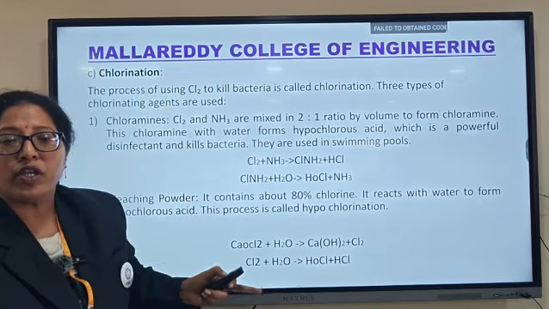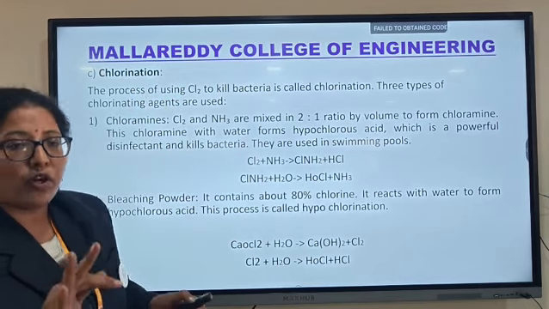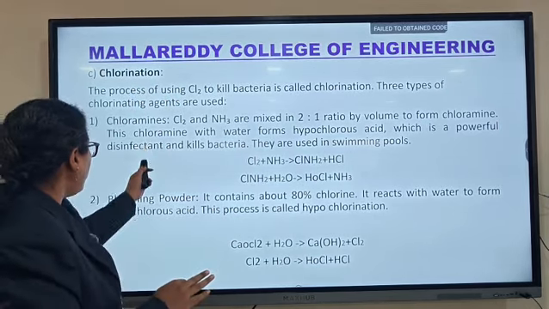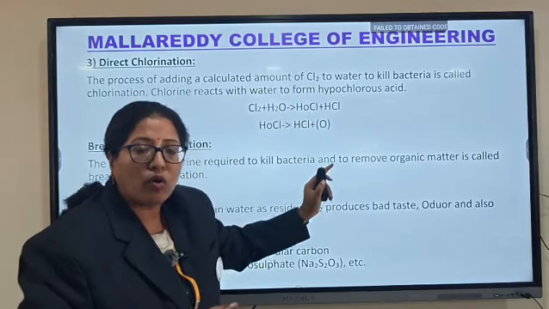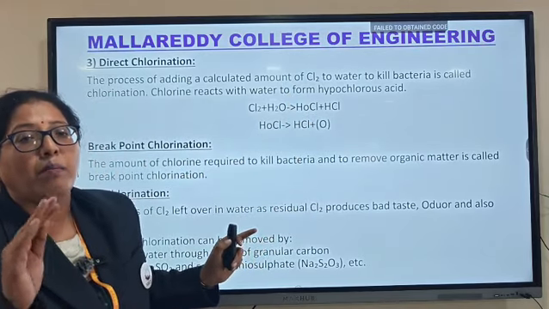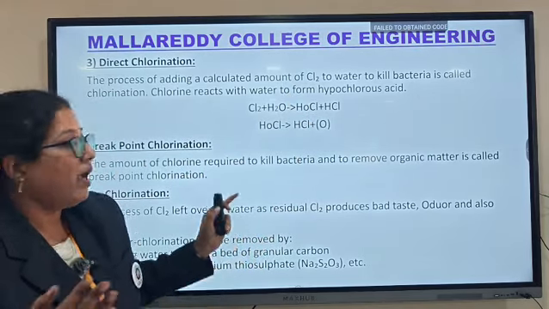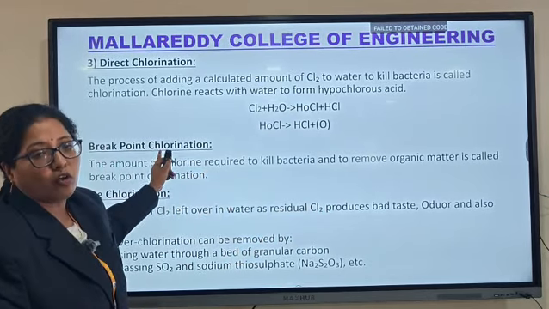For chlorination, we are using three types of chlorinating agents: chloramines, bleaching powder and direct chlorination. These three chlorinating agents form a compound that is called hypochlorous acid. This hypochlorous acid acts as a powerful disinfectant. And the next one is the breakpoint chlorination.